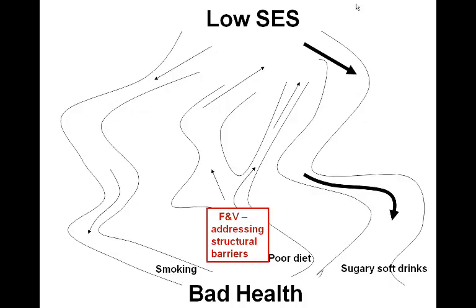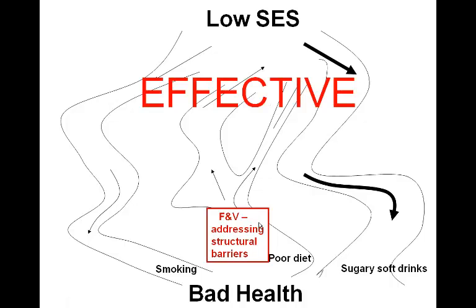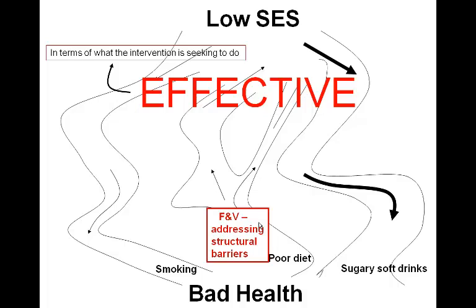We might then decide to strengthen that intervention using insights from fundamental causes and Rose, and say that we're going to make our fruits and vegetables intervention now address structural barriers. We'll not only educate people about the importance of eating them, we will improve access through bodegas, through fresh farmers markets and so forth, or make sure there are other mechanisms by which these foodstuffs become affordable for poor people, in which case we will be effective in this goal of blocking this chain, this relationship between low SES and bad health, in terms of what the intervention is seeking to do.